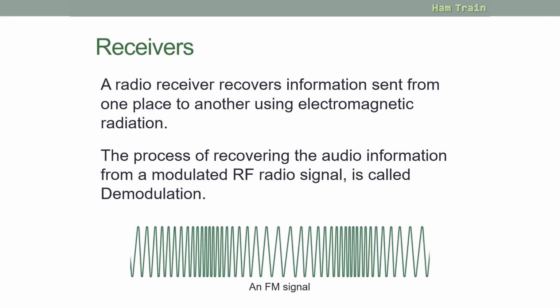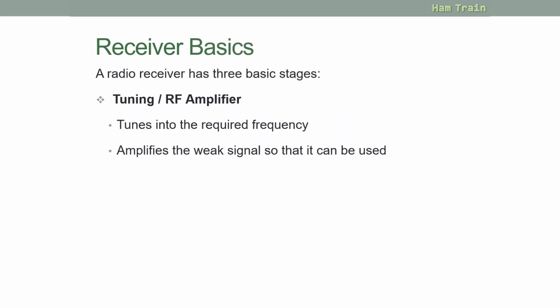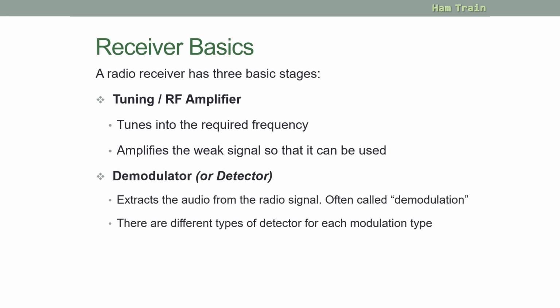So the basics of a receiver, there are 3 stages. There's the tuning and RF amplification stage. This is where you tune into the frequency that you'd like to receive, and the weak radio signal will be amplified so that it can be used. Then there's the demodulator, sometimes referred to as a detector. This extracts the audio from the radio signal, called demodulation. There are different types of detector for each modulation type, for example, AM and FM.